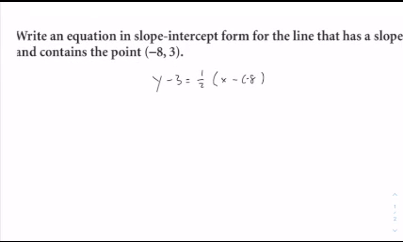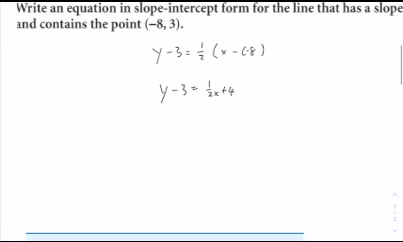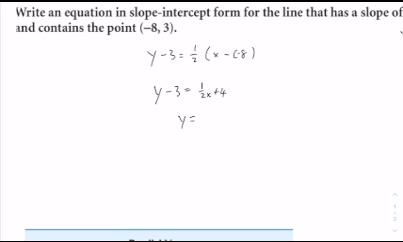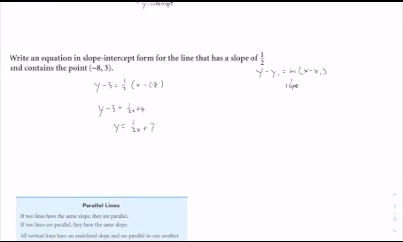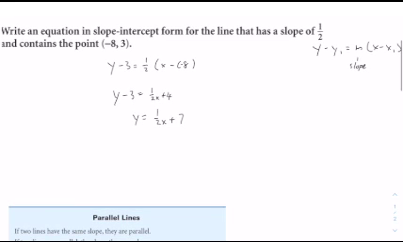which simplifies into y minus 3 is equal to 1/2 x plus 4. Remember to distribute the 1/2 to both the x and the 8. This would simplify into y is equal to 1/2 x plus 7. And that is the slope-intercept form.